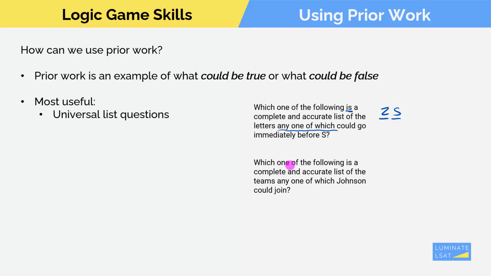The next example says which one of the following is a complete and accurate list of the teams, any one of which Johnson could join. So this is asking across all the different possible worlds, which teams could Johnson ever join? If we have any prior work where Johnson is on a particular team, let's say he's on the basketball team, then we know the correct answer has to have the basketball team, and we can eliminate anything that doesn't have that. So I find prior work to be an extremely useful method on these kinds of questions, and is often even the very first thing I do when solving this kind of question, is to look towards prior work.